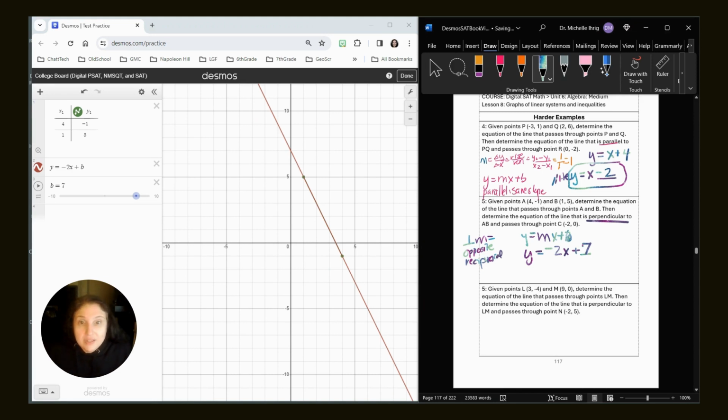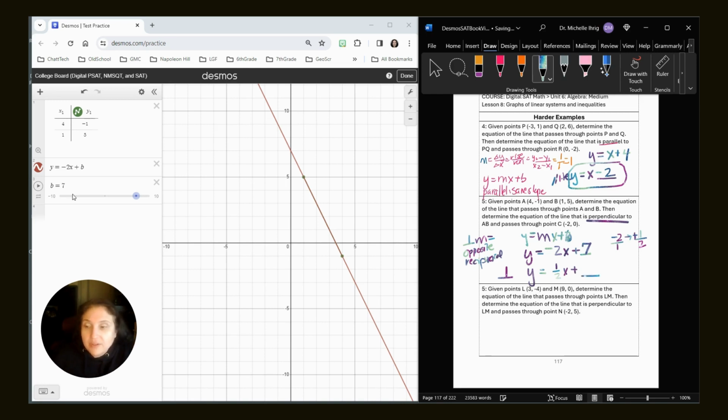Now we need perpendicular. So for my perpendicular line, I'm still going to have y equals, but for my slope, I'm going to take negative 2, and it's going to be negative 2 over 1, and we're going to make it positive and flip the fraction. So now I have 1/2 x plus, and then we need the b value.